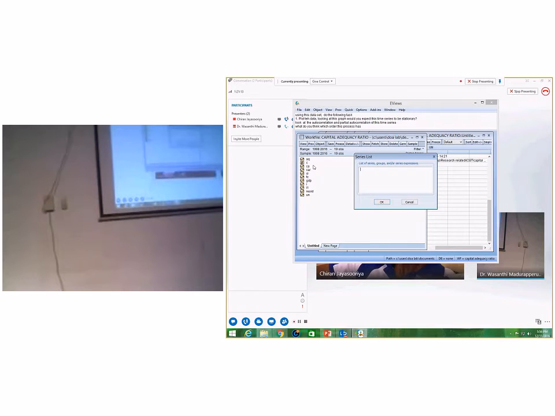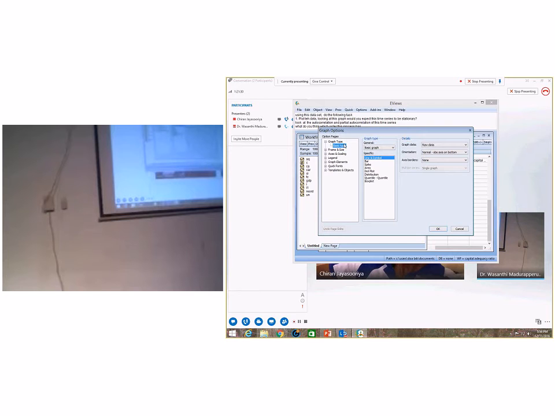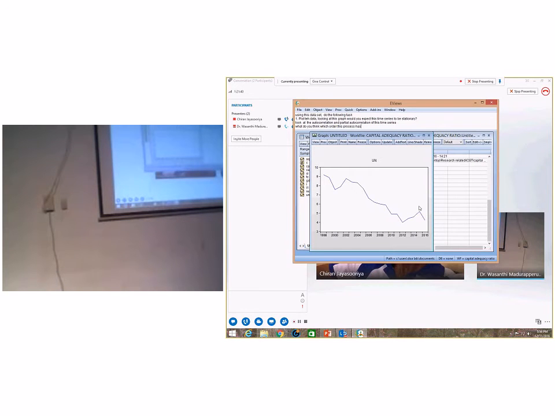The name of the variable is, assume that you want to get the unemployment, right? So then click OK. Then there is a graph type. It is line and symbol. Then click OK. Then this is the graph of the data as it is.